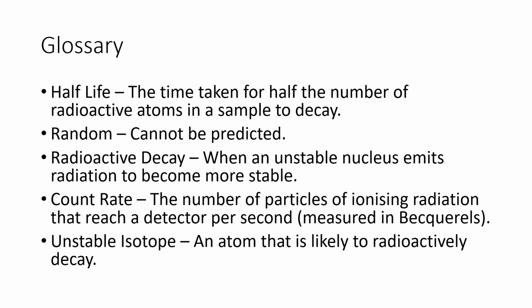Radioactive decay is when an unstable nucleus emits radiation to become more stable. Count rate is the number of particles of ionizing radiation that reach a detector per second. This is measured in becquerels. And an unstable isotope is an atom that is likely to radioactively decay.